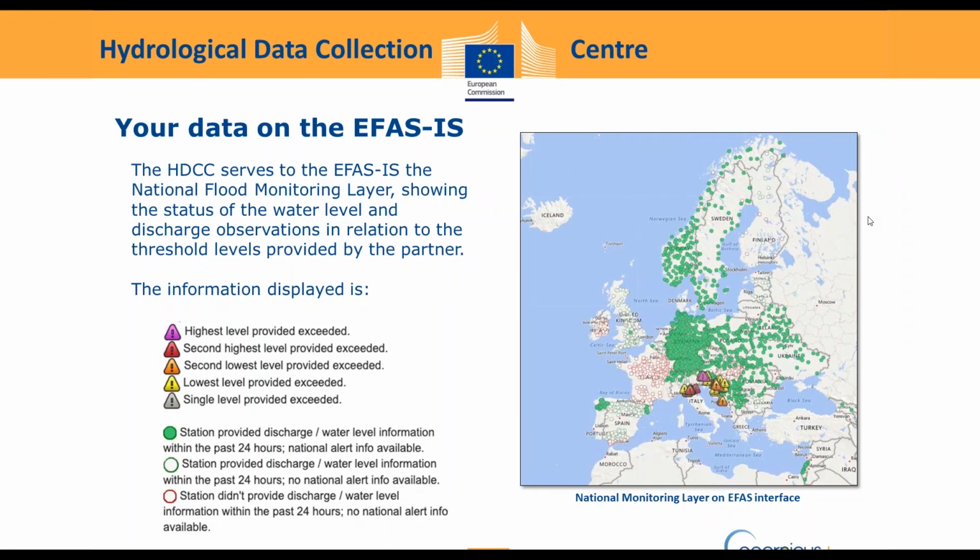The other figure you can see in this layer is the color triangle. What does it mean? In relation to the color, the color strong red is when the station has the highest level provided by the partner exceeded, and the second one is the second highest level provided exceeded. In this way, till the gray one, which is when the station has only one level and the level has been exceeded.